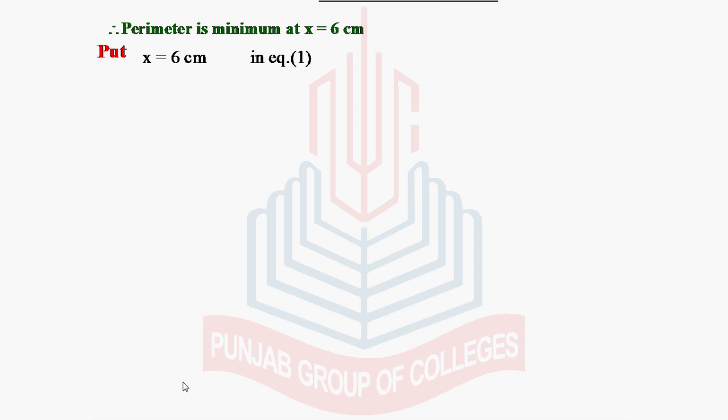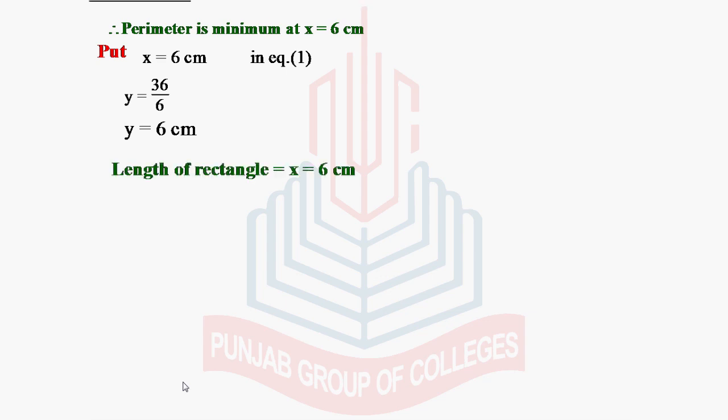So put x equal to 6 centimeter in equation 1 to get the width of the rectangle. So y is equal to 6 centimeter, and we can say length of the rectangle, which was x, is 6 centimeter, and the width of the rectangle, which was y, we already calculated, is also 6. So dimensions of the rectangle will become 6 and 6.